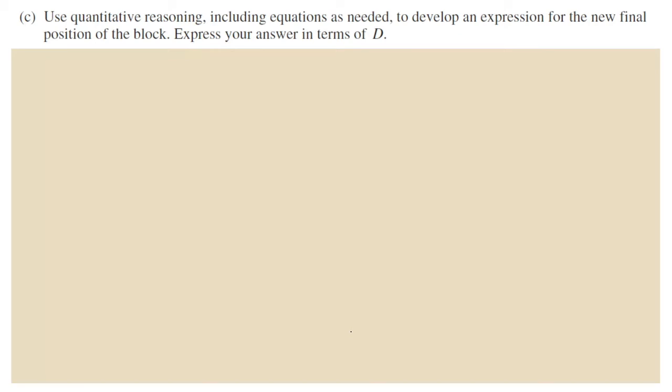All right, moving on to the nice part of this question here. It says, use quantitative reasoning, including equations as needed, to develop an expression for the new final position of the block. Express your answer in terms of D. Now, I want to be clear with everybody. When this test says use quantitative reasoning, what you should be reading is using the 1-1-1 rule, including equations as needed. No duh, the 1-1-1 rule always involves equations, to develop an expression. That's what they really want you to do here.